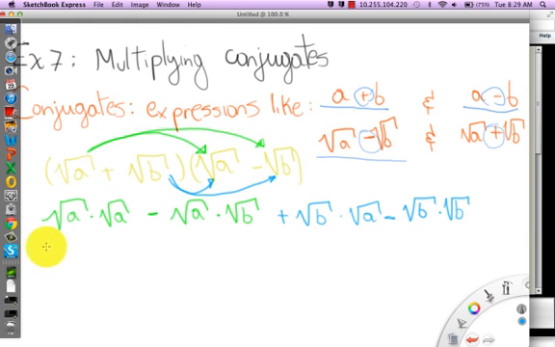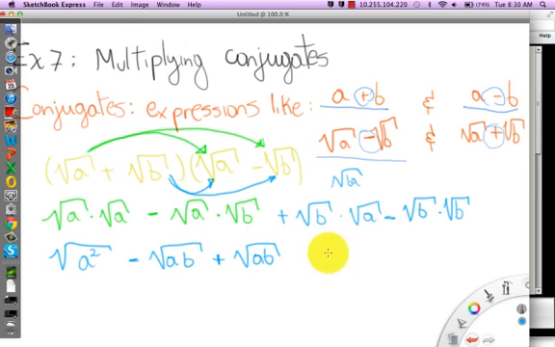Remember that since they have the same index, I can just go ahead and combine them under the same radical, and a times a is a squared, minus, again we have the same index, so I can just say a b. Here again we have the same index. Notice that the product inside would be BA, but it makes no difference if I actually put AB, just to make it look like this one.